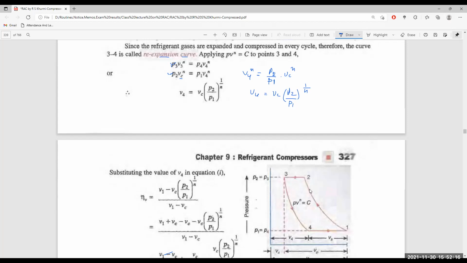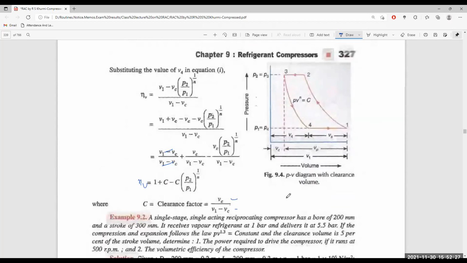Then we substitute the value of V4 in our earlier equation of the efficiency. With further simplification, it comes down to efficiency equals 1 plus C minus C (P2 by P1) to the power 1 by n, where C is the clearance factor, equal to Vc divided by (V1 minus Vc).